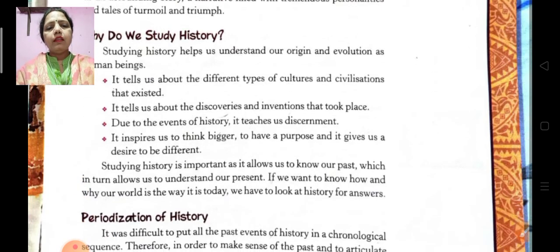Here are some points. It tells us about the different types of cultures and civilizations that existed, and it tells us about the discoveries and inventions that took place due to events of history. It teaches us discrimination. Studying history is important as it allows us to know our past, which in turn allows us to understand our present.